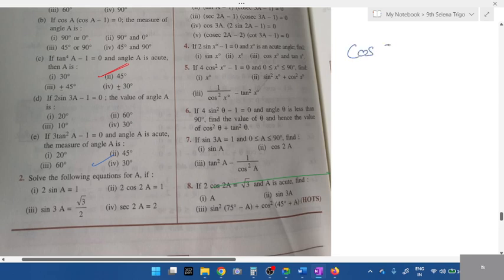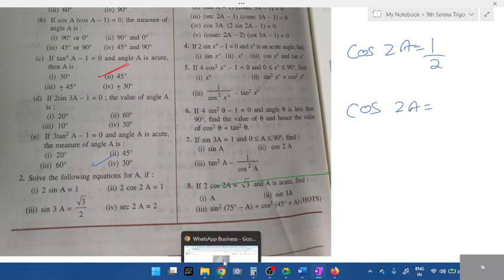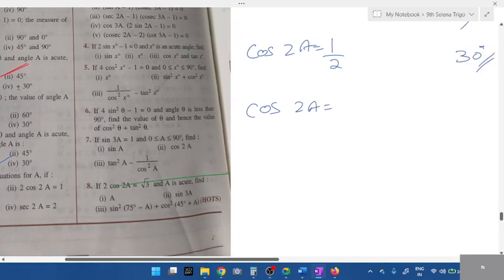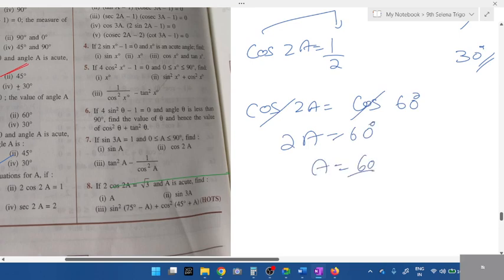Next question. Cos 2A is equal to 1 by 2. Which value of cos gives 1 by 2? Check cos. Which value? 60. Cos gets cancelled. 2A is equal to 60. A is equal to 30 degrees is the answer.